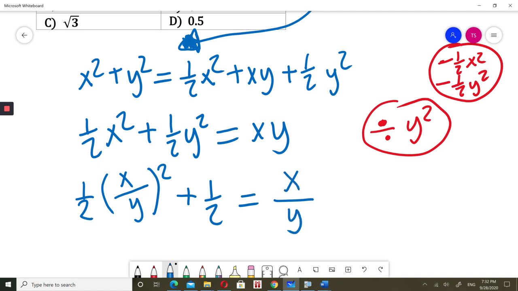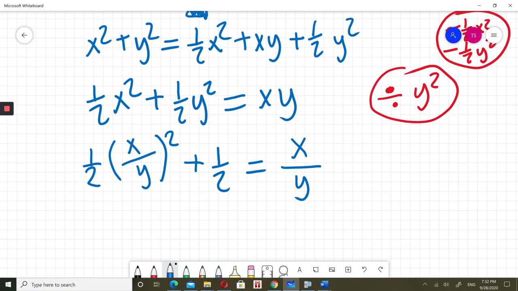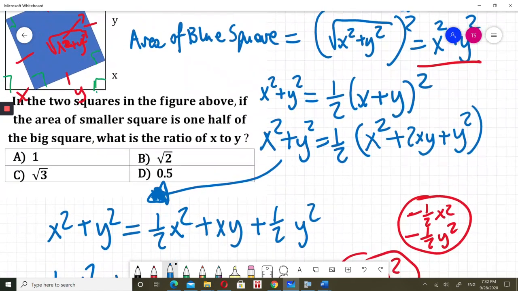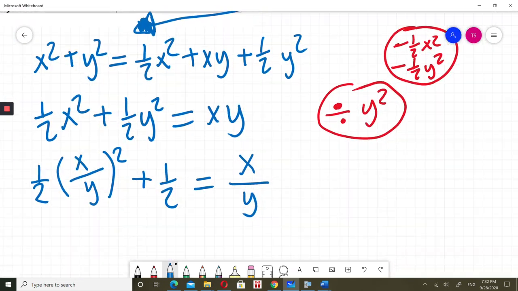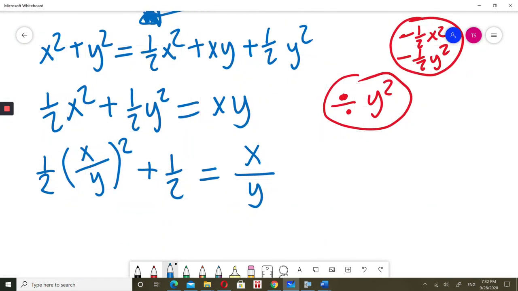And actually, after doing this, I can see what I needed to calculate again, a ratio of x to y. I'm very close to finishing this question. I have it. I have x divided by y.